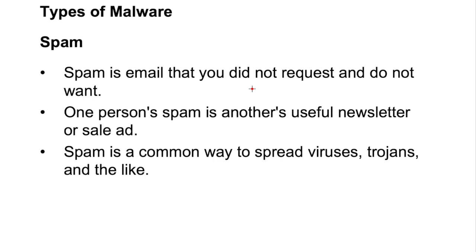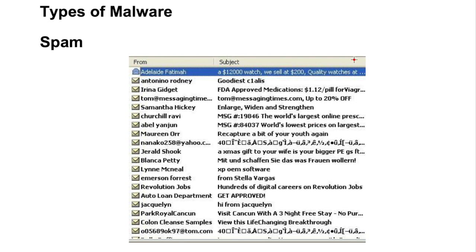Spam is email that you did not request and do not want. One person's spam is another person's newsletter or sale ad. Spam is a common way to spread viruses and trojans. So basically, you can look into your email and there may be some spam files, and you may not need all of these emails, and they are not directly related to you, but other people have sent them. That could be a sales ad, or it could be viruses or other stuff. So these are some examples of spam.